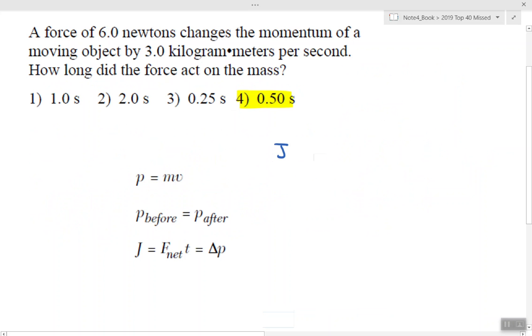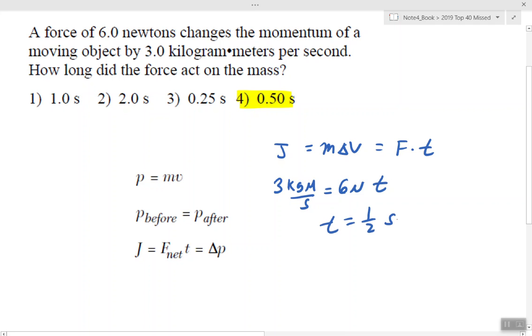Choice 4. Impulse, J just cuz, is simultaneously change in momentum, which is m delta v, and it's also force times time. So that's 3 kilogram meters per second equals 6 newtons times time. That time is going to be equal to 1/2 of a second, which is our answer.